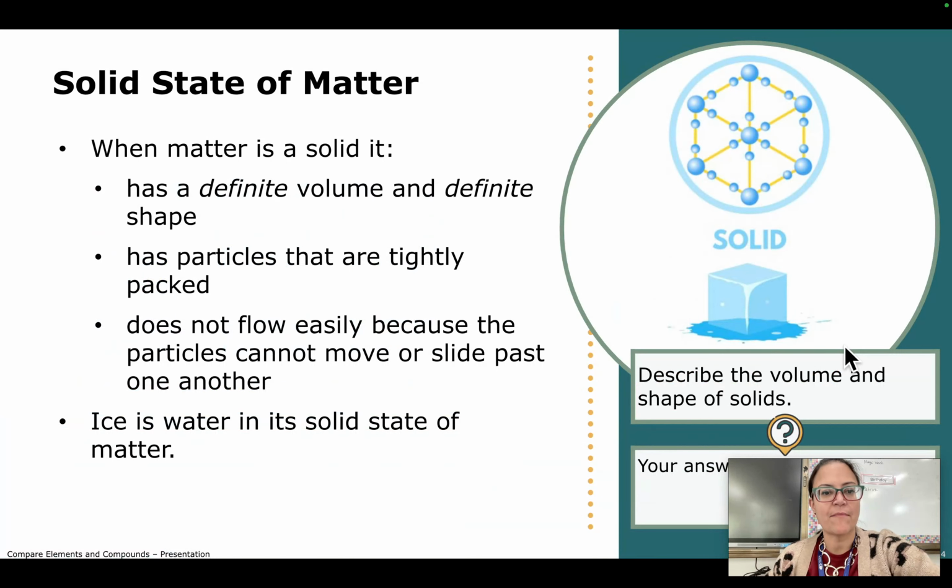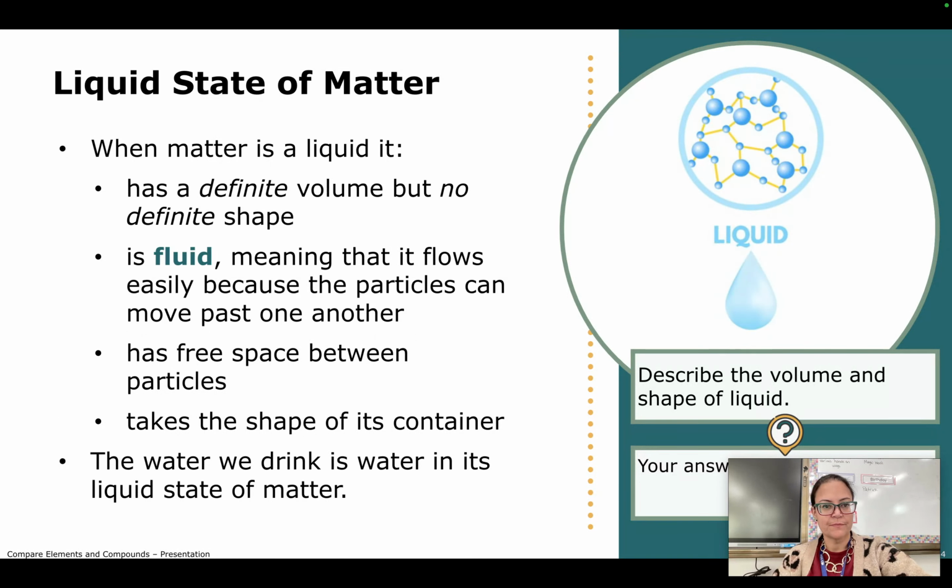So the solid state of matter, here we will talk about these again. It has a definite volume, so it has a certain amount of mass inside of it, and it has a definite shape, so it does not change shape. The particles are tightly packed, and it does not flow easily because the particles cannot move or slide past one another. They are very tightly packed, so they're not going to move around. And so ice is water in its solid state of matter. Hopefully you know that by now.